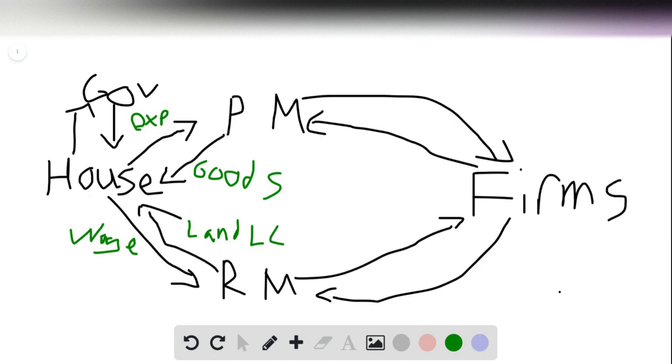And then firms are going to provide factors of production, from the resource market to the firms, and then the firms are going to provide the cost of production. And then lastly, firms are going to provide to the product market output, and the product market will provide revenue.